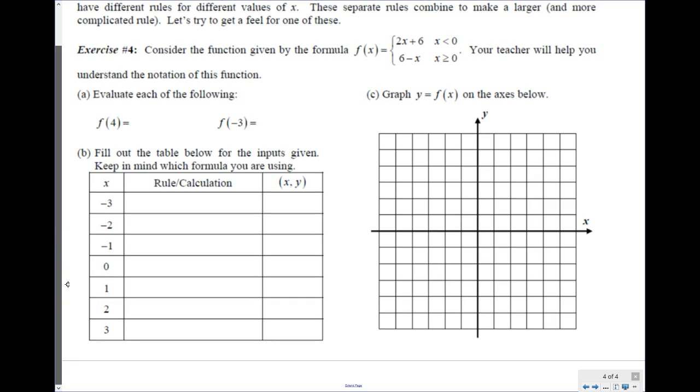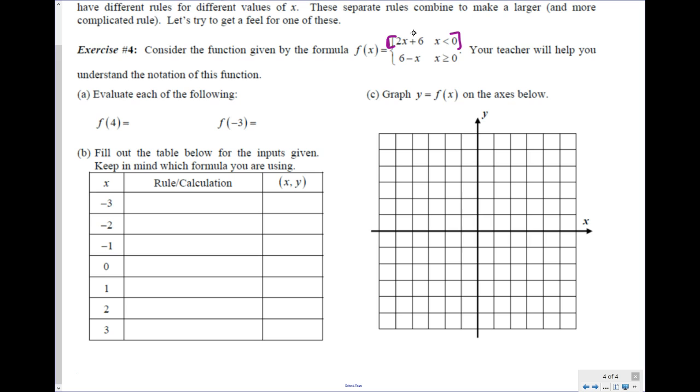So exercise 4, consider the function given by the formula f of x equals 2x plus 6 for x less than 0 and 6 minus x for x greater than 0. Your teacher is going to help you understand. So that's me. I'm going to help you out. This function is saying, look, we've got two different rules depending on the value of x. So let's take a look at this first part. So here's my first one, 2x plus 6 when x is less than 0. So if I'm saying that anytime x is less than 0, I'm going to use that rule, 2x plus 6.